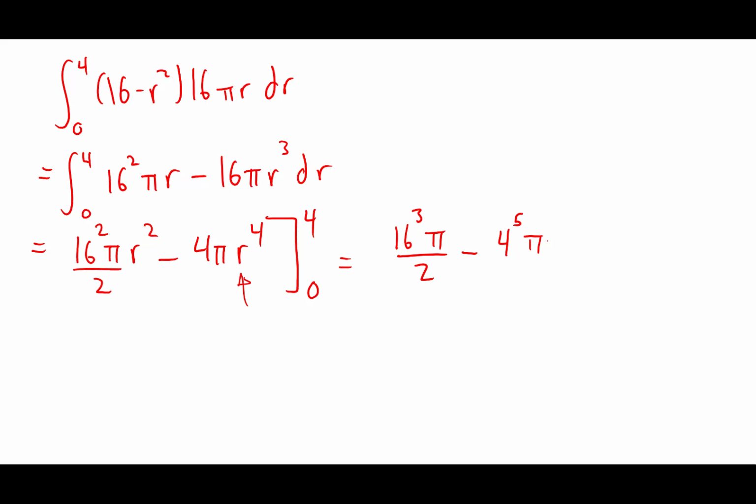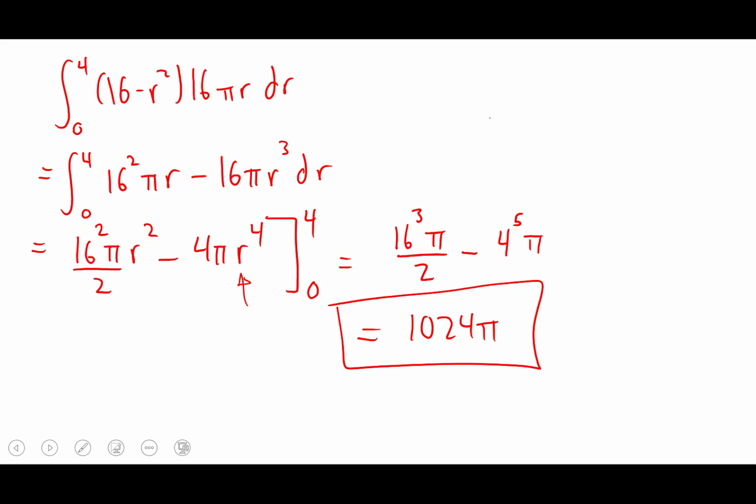And let me go ahead and pull open a calculator. What is 16 cubed divided by 2 minus 4 to the 5th? 1024. So this is going to give us, in the end, 1024 pi. Huzzah, which I know is the correct answer because I got this out of my old multivariable textbook.